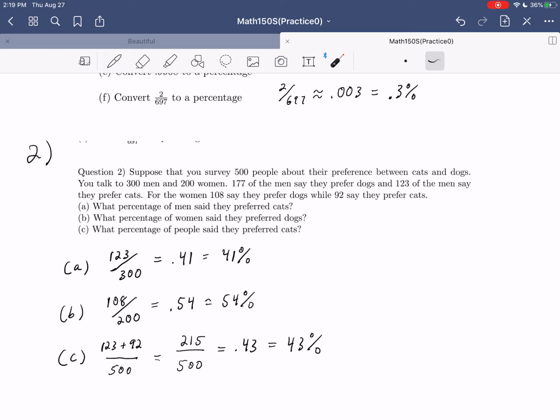The key thing is that you want to make sure that you read the percentage of what group you're being asked. Because it said percentage of men, we use the total amount of men, percentage of women, we use the total amount of women, and the percentage of people, we use the total amount of people. All right, let's go ahead and take a look at some more questions here.